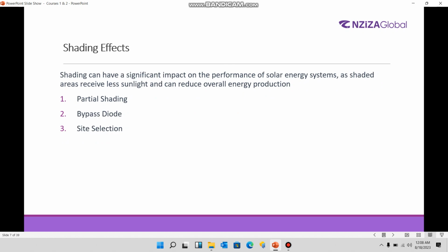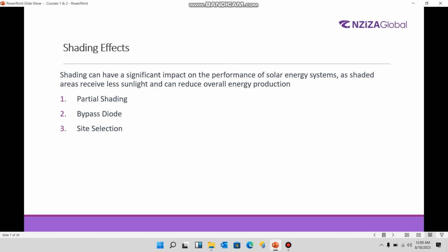Now the shading effect. What is the shading effect? Shading can have a significant impact on the performance of a solar system, as it shades the solar panel, which affects energy production because the shaded area receives less sunlight due to the shadow. There are three types of shading effects: partial shading, bypass diode, and site selection.